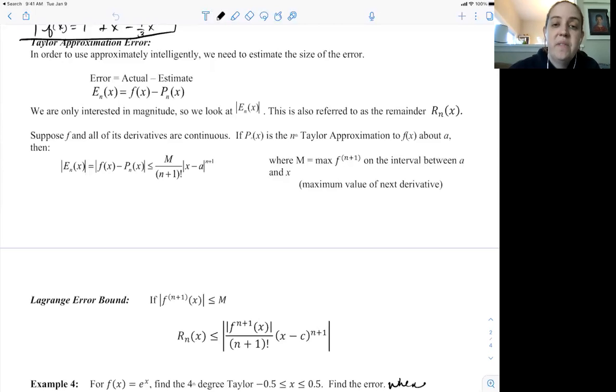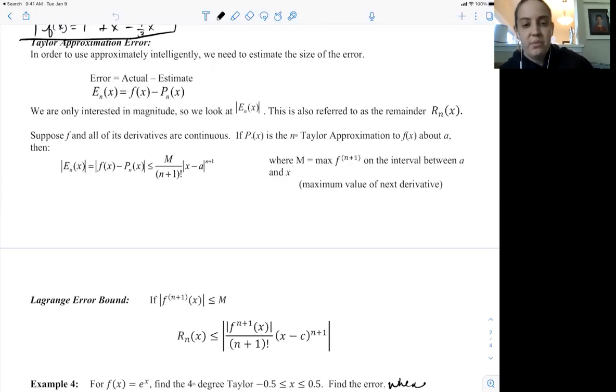Suppose f and all of its derivatives are continuous. If p sub n of x is the nth Taylor approximation for f of x about a point a, then the error is equal to |f minus p|, which is less than or equal to M over (n plus 1) factorial times the absolute value of x minus a to the n plus 1. That's a mouthful. M is the maximum value of the derivative on the interval between a and x. So it's the maximum value of the next derivative. The Lagrange error bound is just that value M.